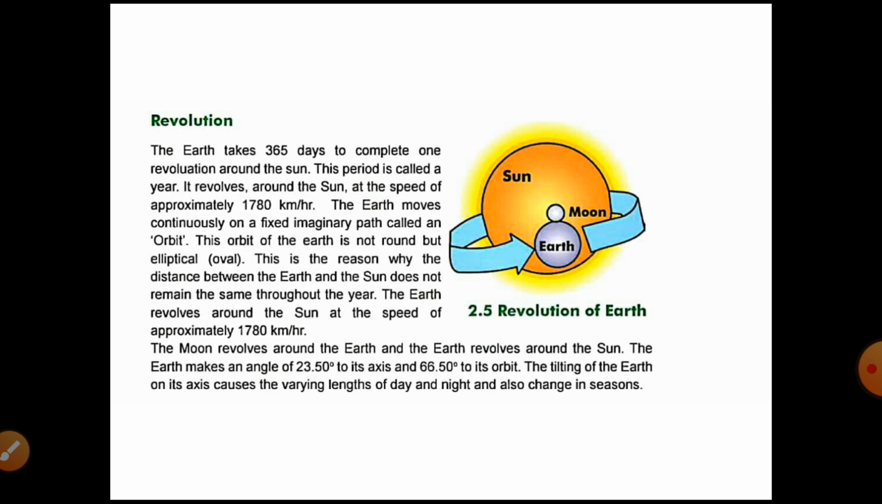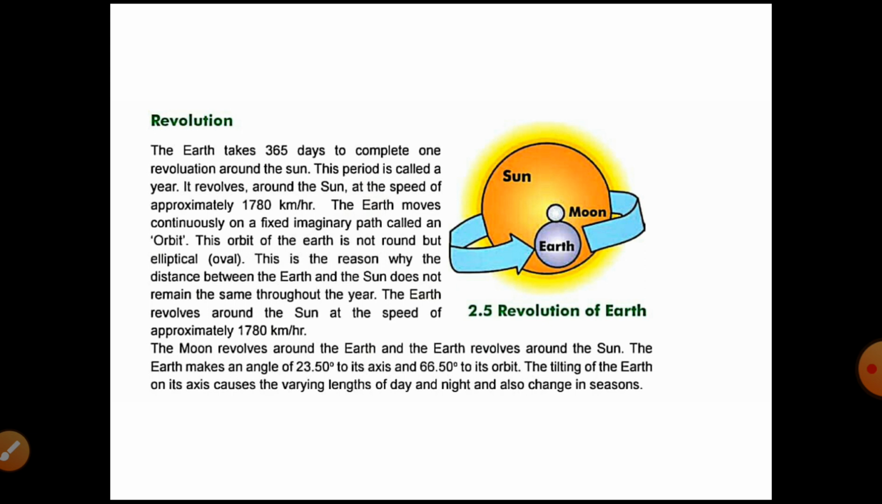Okay, what is the reason? The elliptical orbit of the earth around the sun. That is the reason behind the different length of day and night, or the different distance of the earth from the sun at different times of the year. This is the reason why the distance between the earth and the sun does not remain the same throughout the year.